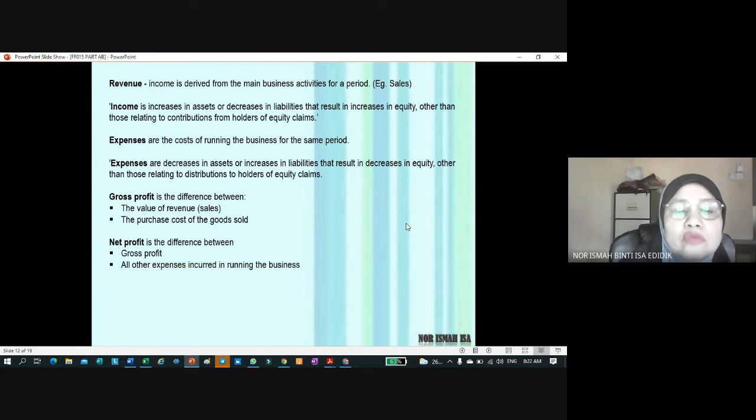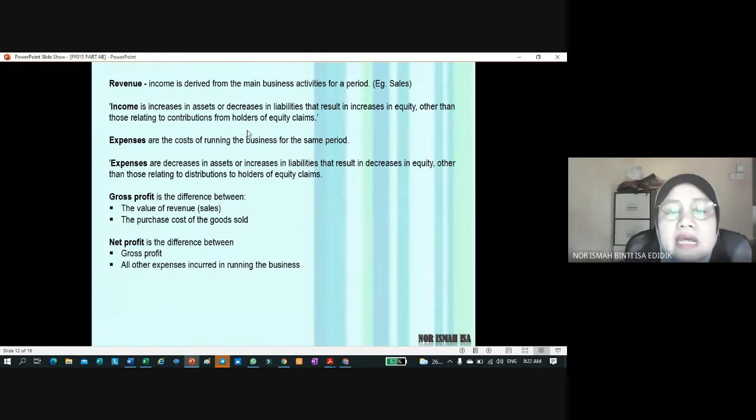This markup, or profit, is what will increase the asset. As a result of that, the equity will also increase. It says other than those related to contribution. This is related to the capital introduced. It means that in that year, if the owner of the company introduces more capital, that one cannot be called an increase in asset as income. That one we call capital.